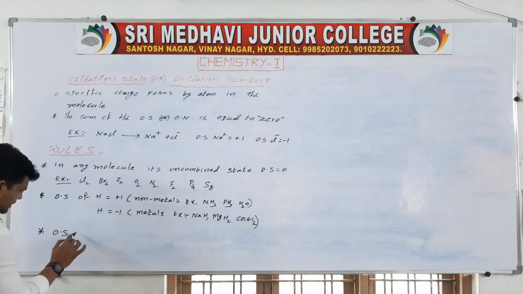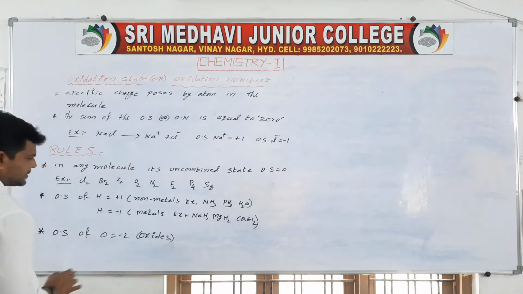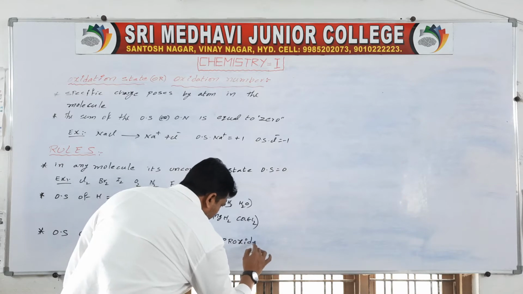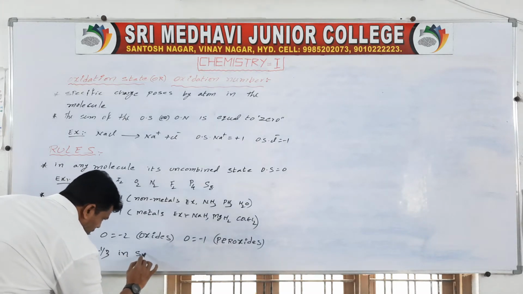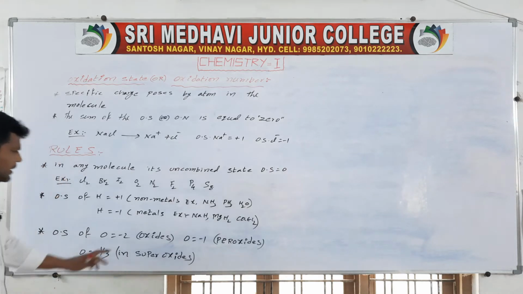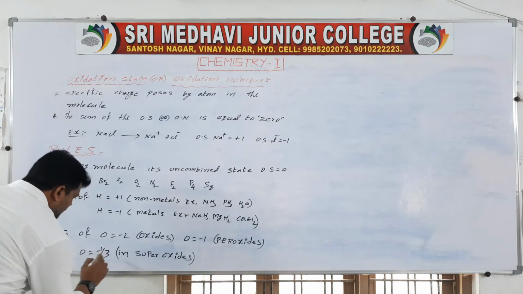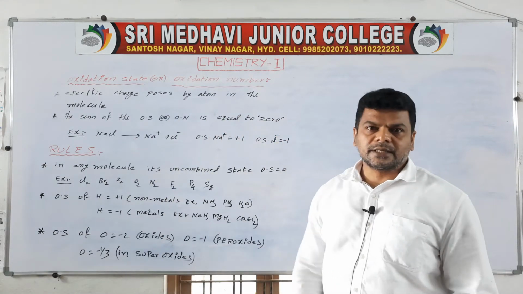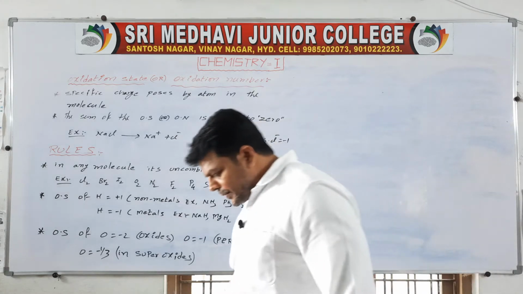Next, oxidation state of oxygen is equal to -2 in oxides, -1 in peroxides, and -1/2 in superoxides. Okay, oxygen can give different oxidation states. Oxides -2, peroxides -1, and -1/2 in superoxides. Oxides means CO2, NO2, all these are oxides. Peroxides means H2O2, BaO2. Superoxides means KO2, RbO2, all these are superoxides.